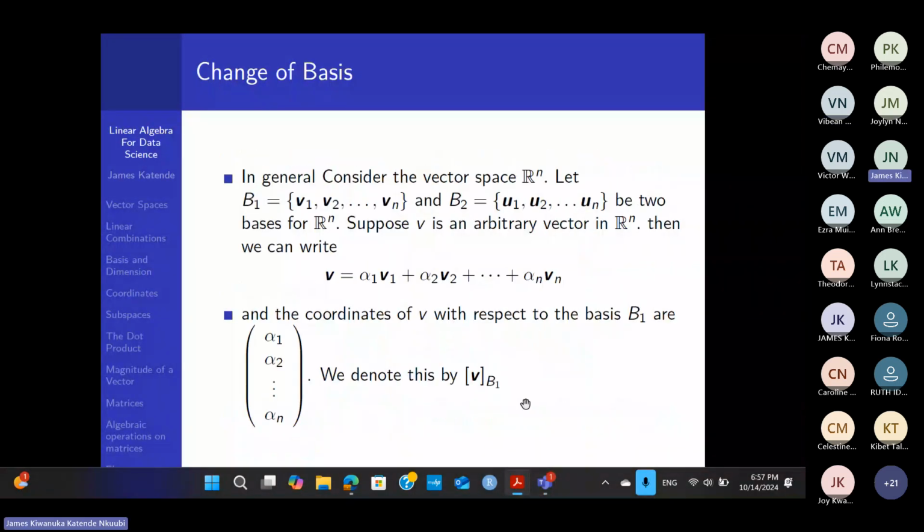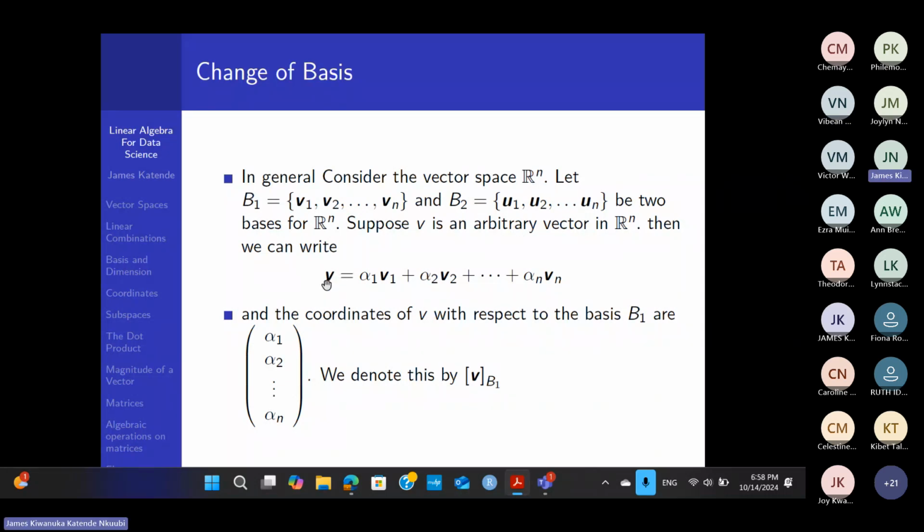So let's generalize this to Rn. Suppose you have the vector space Rn. Again, it's possible to get two different bases for Rn. The first one consists of the vectors v1 to vn. The second one consists of the vectors u1 up to un. So you have two different bases for Rn.